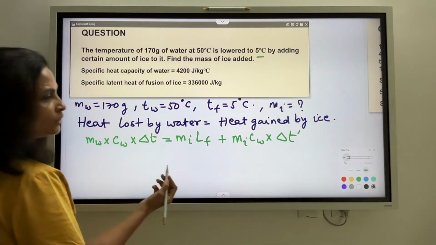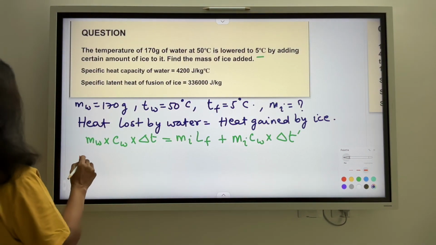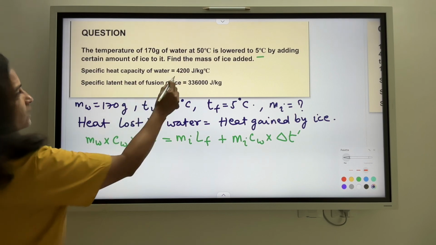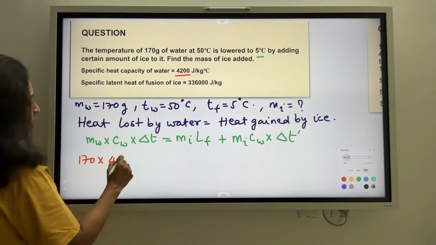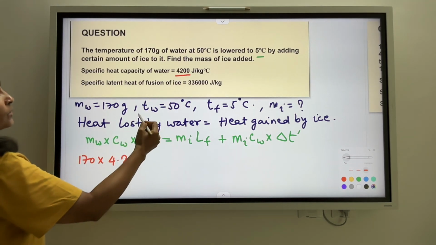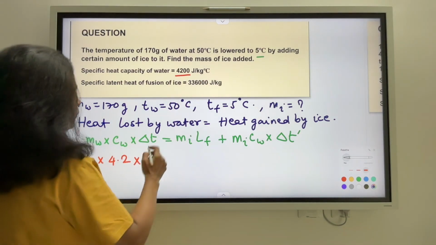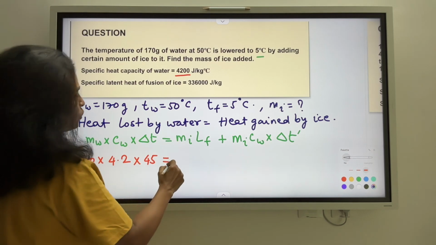And now we just need to substitute values here. So what is the mass of water? It is 170 grams. Specific heat capacity is 4200, we have taken mass in grams, so we can convert that to 4.2, right? And what is the temperature change which has happened from 50 to 5? So 45 degree. Mass of ice is to be found out.